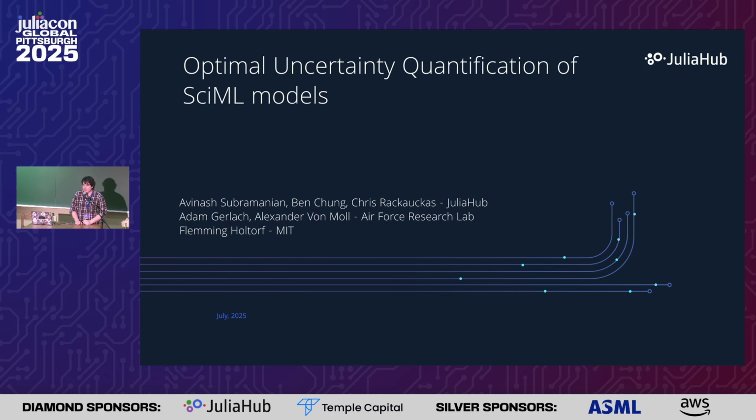So this has been a long-going collaboration with the Air Force Research Lab between MIT, Air Force Research Lab, and Julia Hub. We've been working with Adam Gerlach and his group for now like 4 or 5 years. It has really evolved into something which I think is very useful to a lot of applications. So what I want to describe today is what optimal uncertainty quantification is, the libraries that are being developed, what they are doing, but also an idea of what they're useful for.